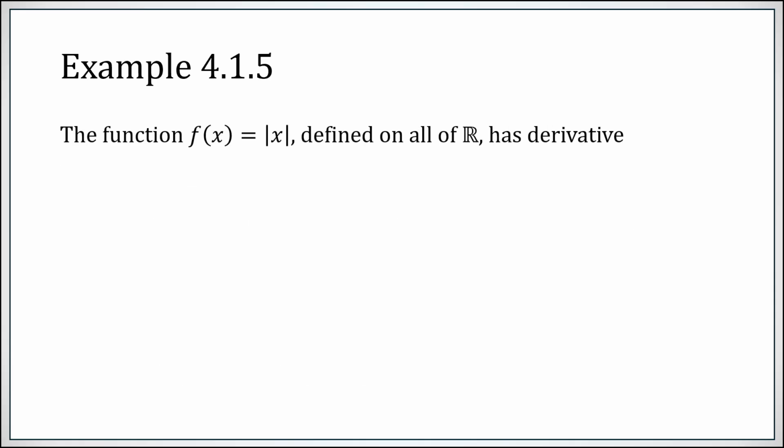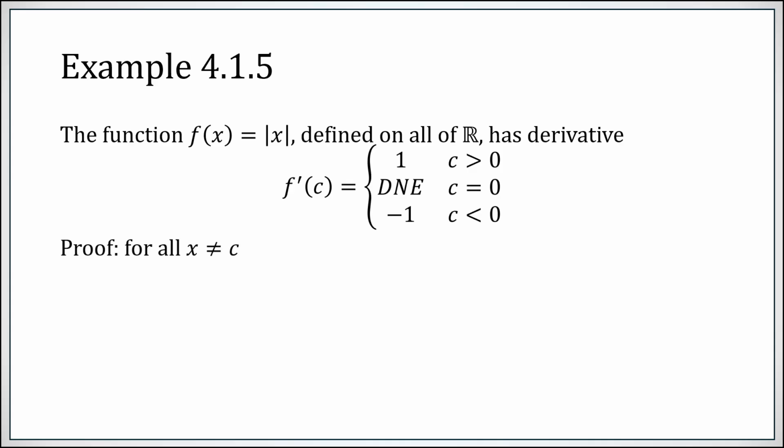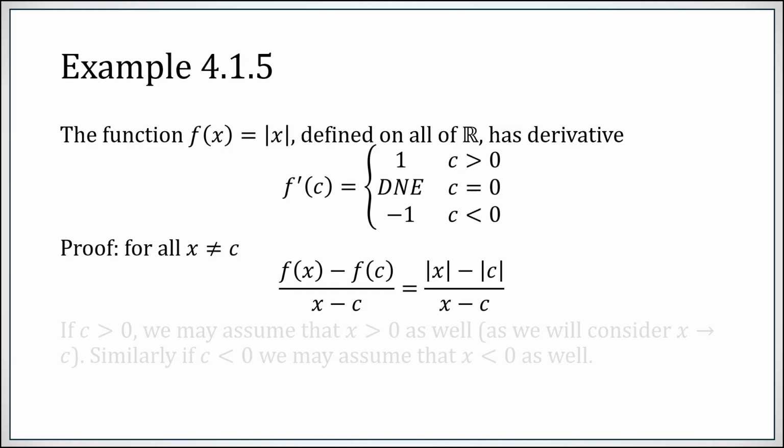Another example, f of x equals absolute value x. This has derivative 1 for positive c, negative 1 for negative c, but does not have a derivative at c equals 0. So for all x that are not equal to c, here is our difference quotient, absolute value x minus absolute value c over x minus c.